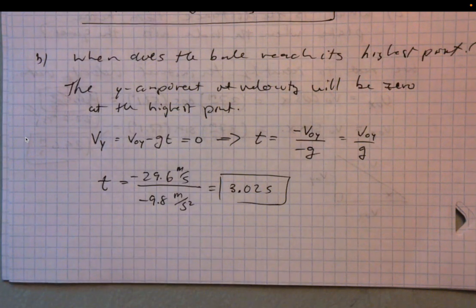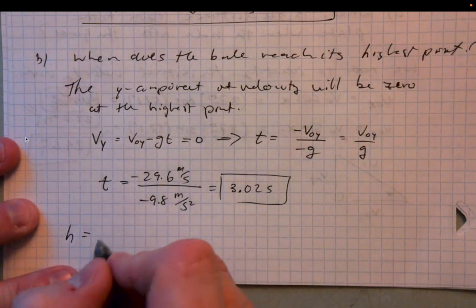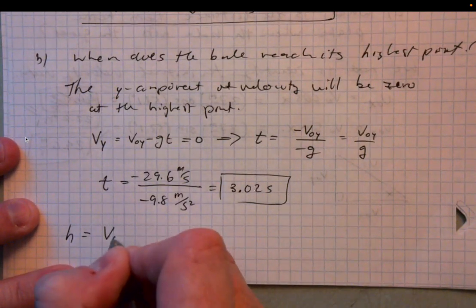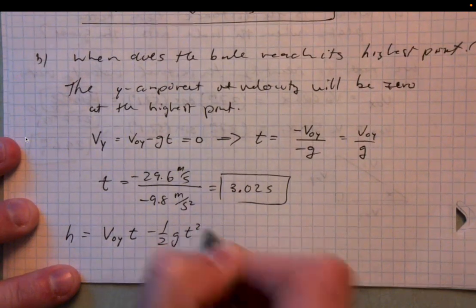So then what is the height that the ball achieves? How high does the ball go, what's the highest point in the ball's trajectory, in its path? Well, that can be just a simple, think about the y component of position, and just plug in 3.02 seconds. So the height will be equal to v naught y times t minus 1/2 gt squared.